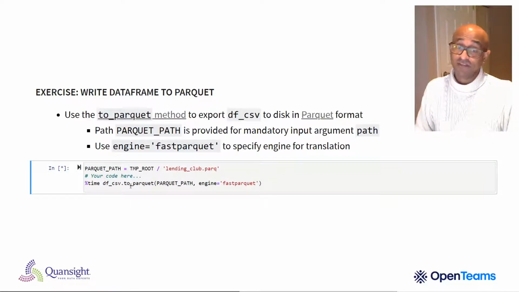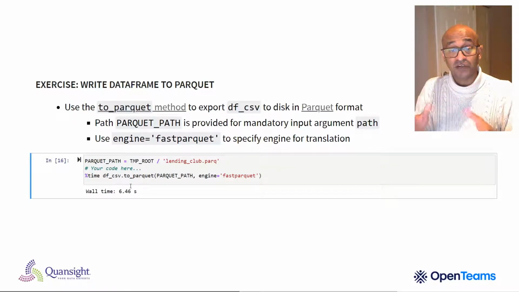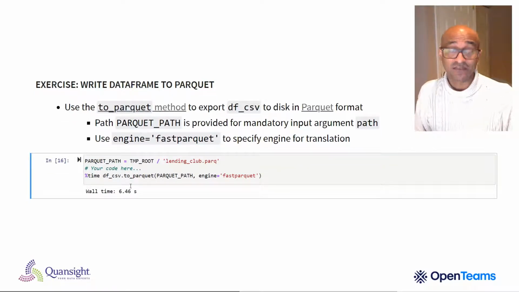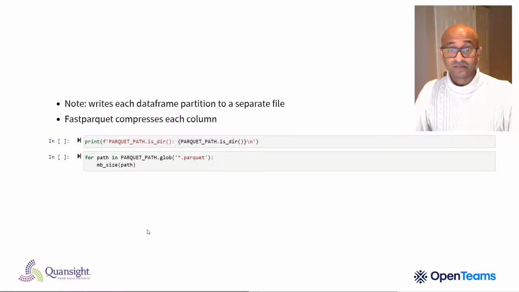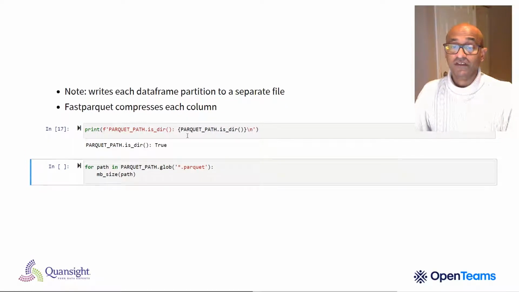Now this should take a few seconds to run because it has to read all the data from the CSV. It has to do various operations that include compression. So it took about 6.5 seconds there to do that. But if I look now, I should see I have a new folder called parquet_path, whatever that was called. I think it was lending_club.parquet.